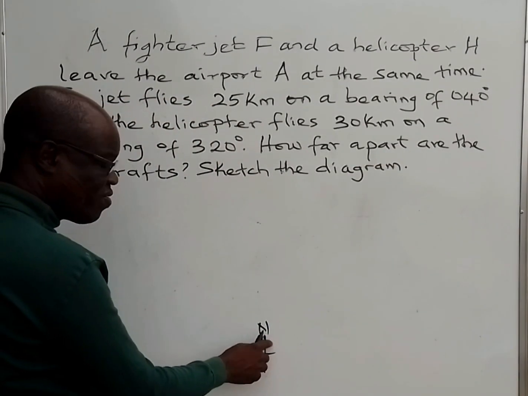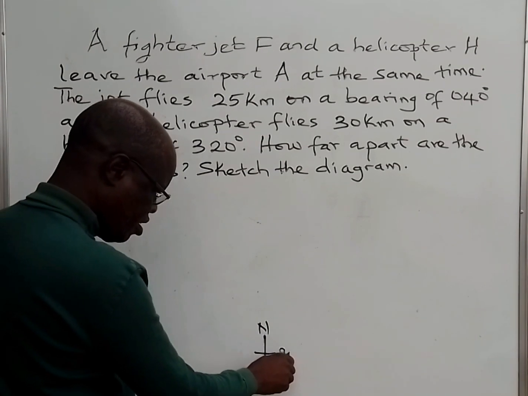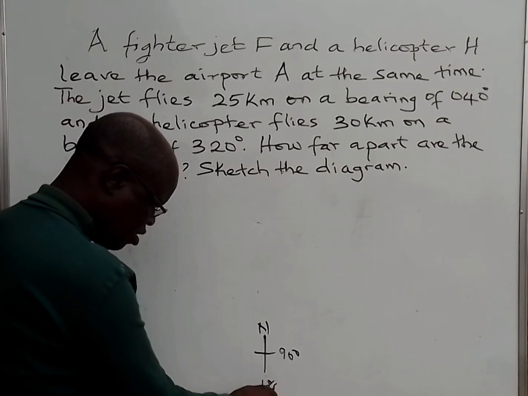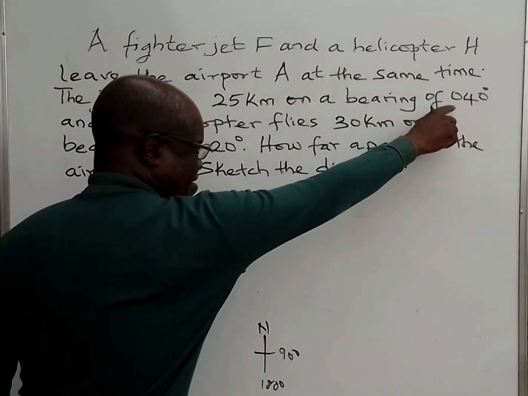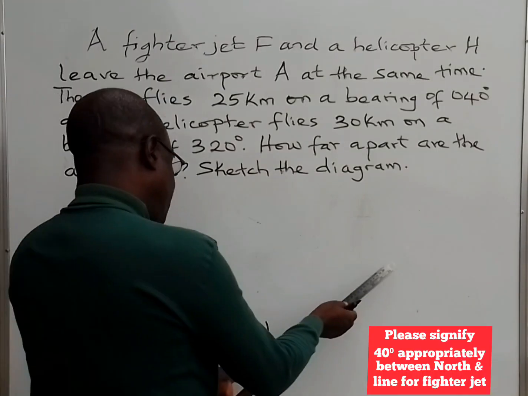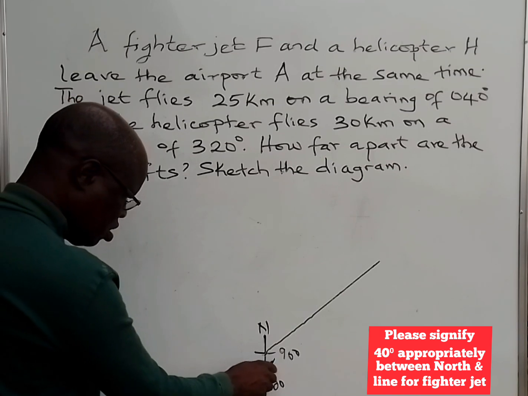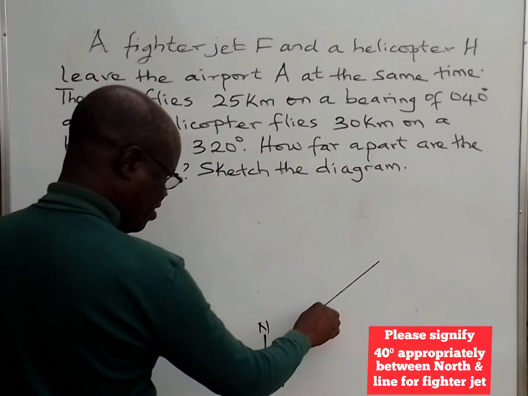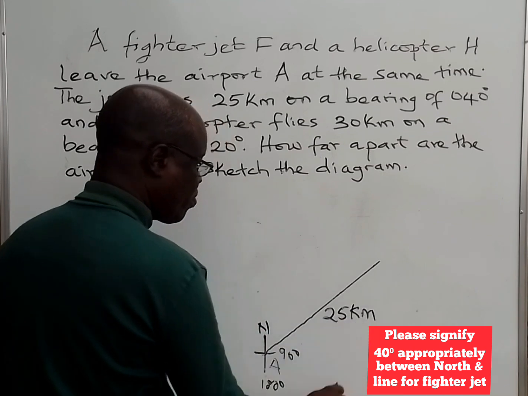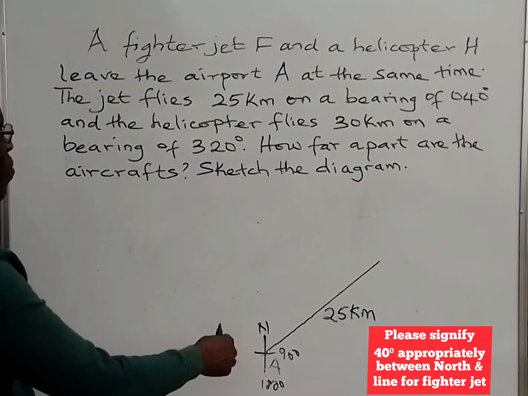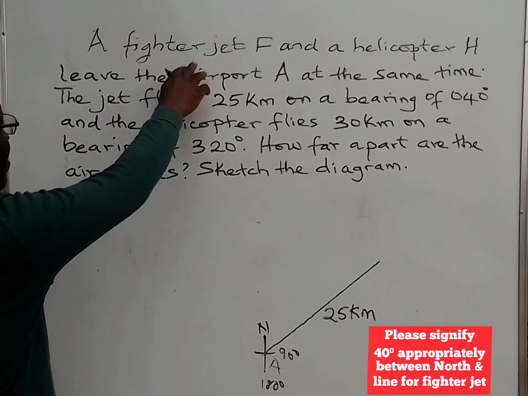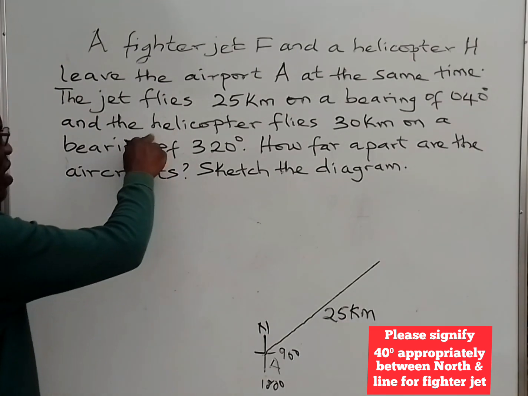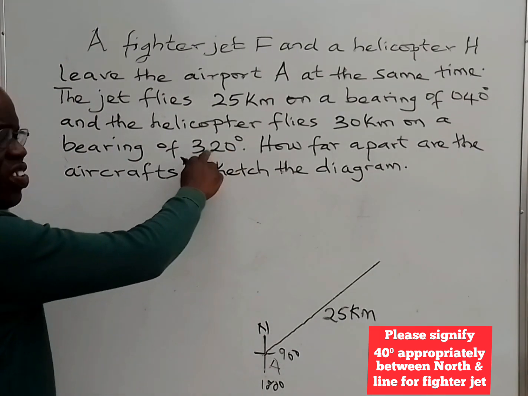Don't forget that in the first quadrant here, this is 90 degrees. That's a right angle. Then this is 180 degrees. But the first one is 40 degrees. So somewhere here. And this is the airport A. Then for the first bearing, you have 25 kilometers. And don't forget that this first bearing is for the fighter jet. So this is the fighter jet going this direction.